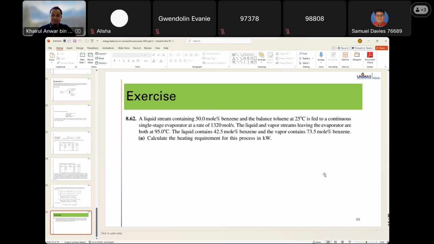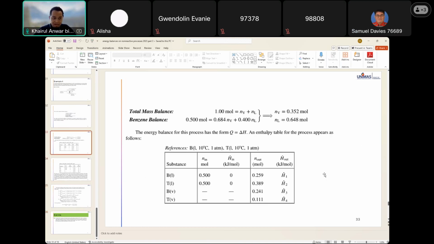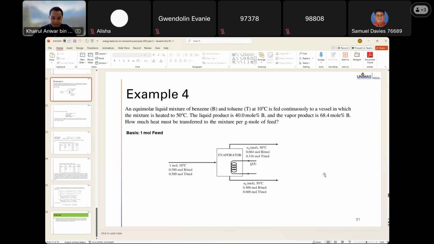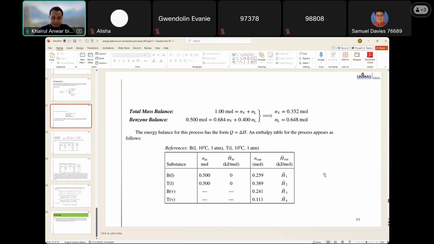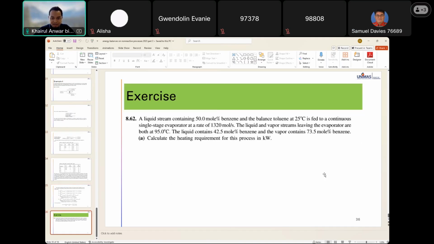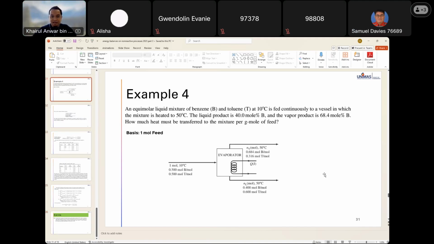A liquid stream containing 50 mole percent benzene and the balance toluene, so toluene is 50, at 15.5 degrees C, which is here, is fed to a continuous single-stage evaporator at the rate of 1320 mole per second. More or less correct, only the unit is mole per second. This is mole per mole.